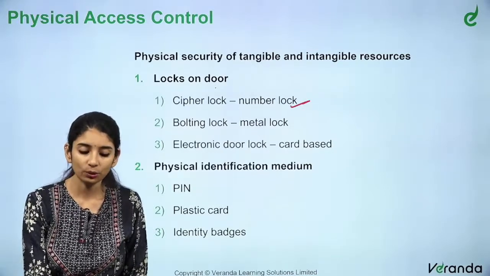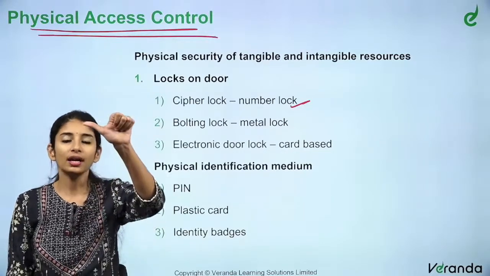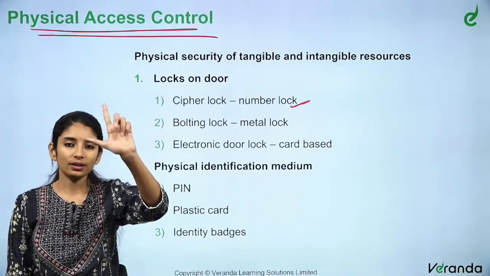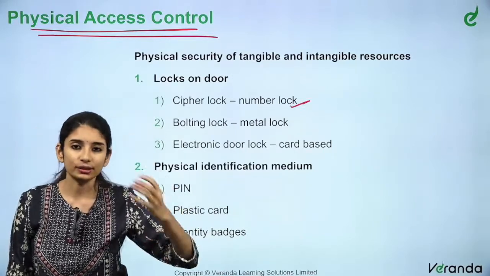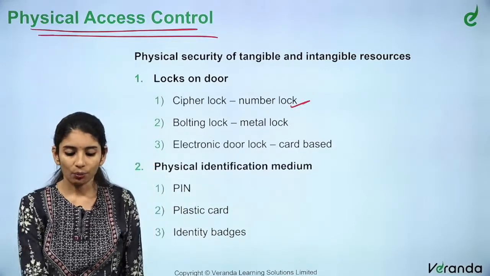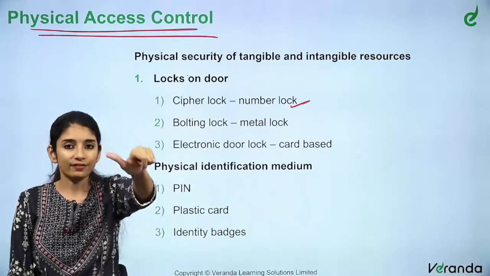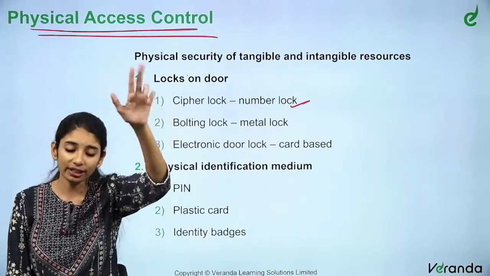So, please note we are doing physical access controls. We finished environmental access controls. Under that we did fire, electric, water and pollution. Now we are moving on to physical access control. Under physical, the first point that you will do is put a lock on the door. What are the different kinds of locks? Cipher lock, bolting lock and electronic door lock.